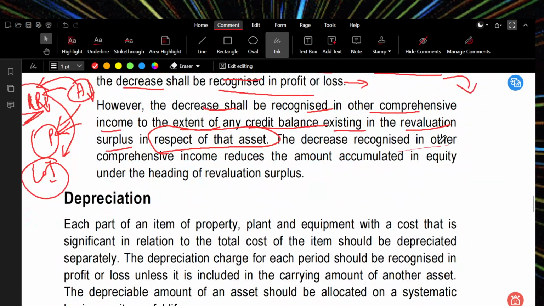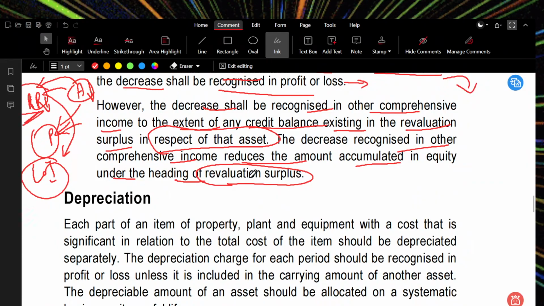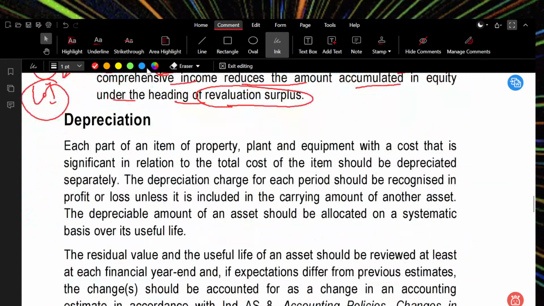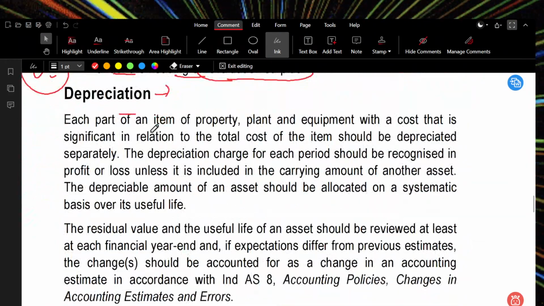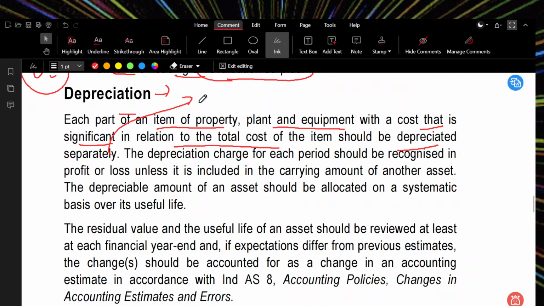A decrease is recognized in other comprehensive income, reducing the amount accumulated in equity under the heading of revaluation reserve. Depreciation: what is depreciation? Each part of an item of property, plant and equipment whose cost is significant relative to the total cost of the item should be depreciated separately. So every asset you should depreciate separately.